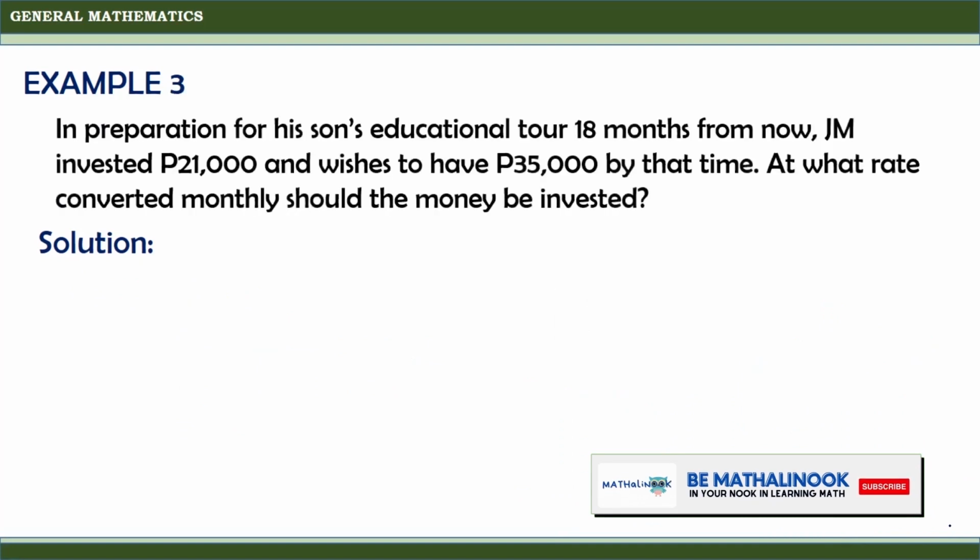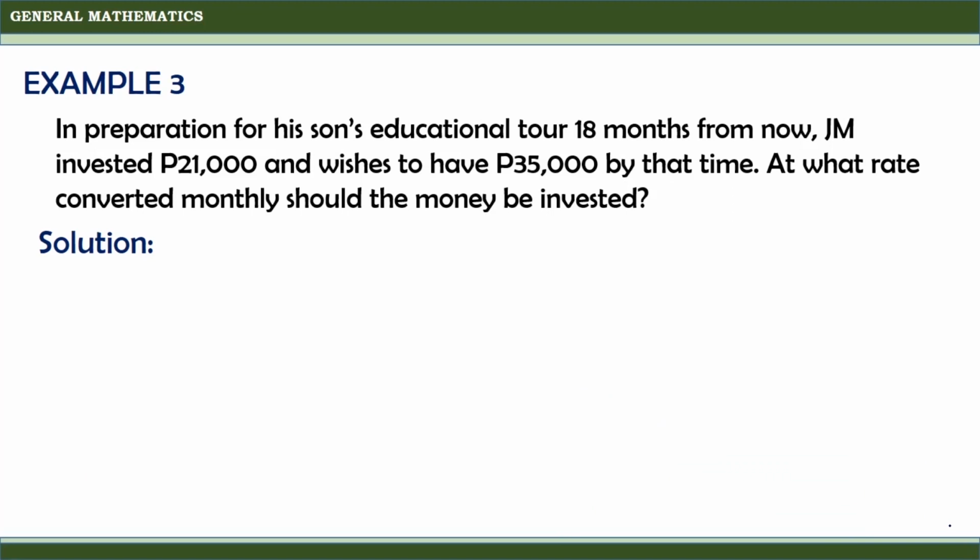Let us consider another example. In preparation for his son's educational tour 18 months from now, JM invested 21,000 pesos and wishes to have 35,000 pesos by that time. At what rate converted monthly should the money be invested? Since we were asked of what rate, it means that we need to solve for the annual rate. To do that, let us try to list down first our given.